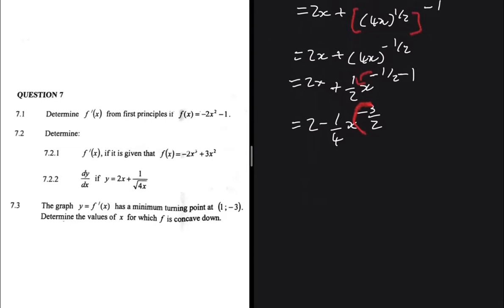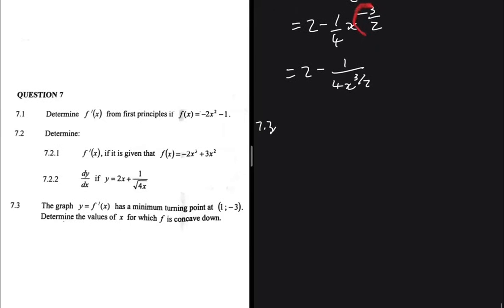So if we do that, we're going to have 2, and then we can have minus 1 divided by 4, and then x to the power 3 divided by 2. Right, we are allowed to say that. Now it looks a whole lot better, right?